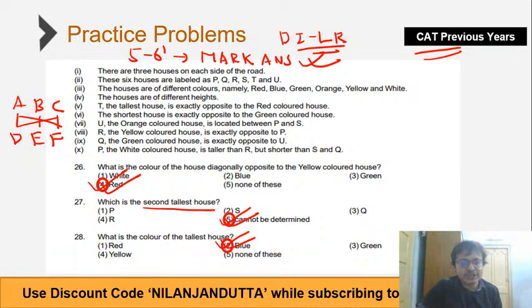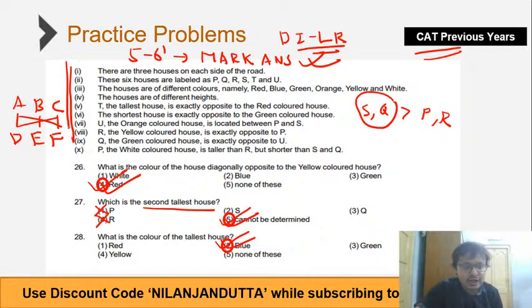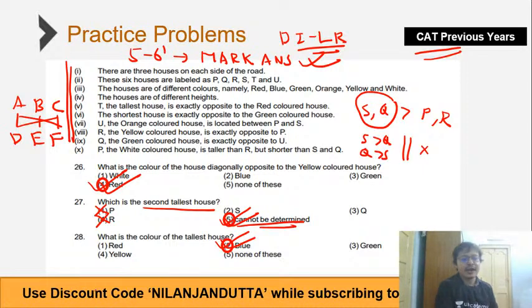Question 27 is talking about the second tallest house. Now, we know S and Q are taller than P and R, right? So the answer is not P, not R. But out of S and Q, there is no clue in the entire set which compares the height of S and Q. To mark any one of S or Q as the answer, I need at least one clue which will compare that either S is greater than Q or Q is greater than S. But unfortunately, I have none of these clues. Hence, option 2 or option 3 can never happen. It has to be cannot be determined. So basically what happened in the process is we hardly solved the set but yet ended up getting everything right.